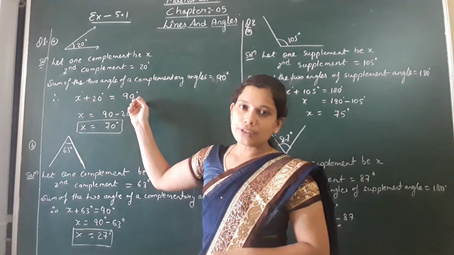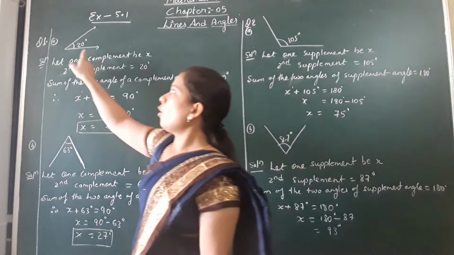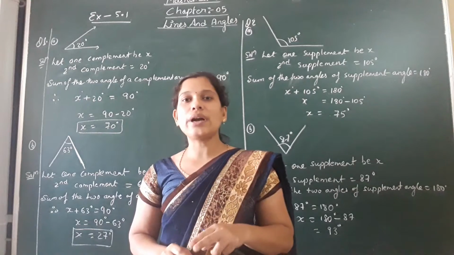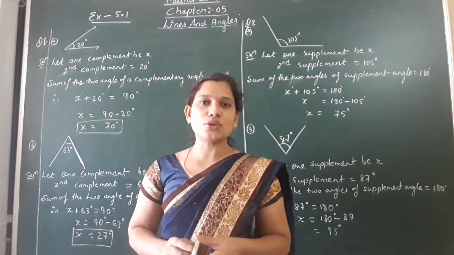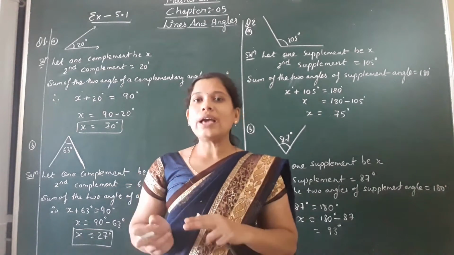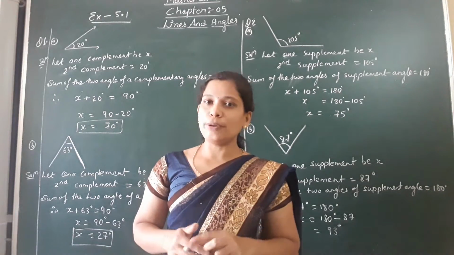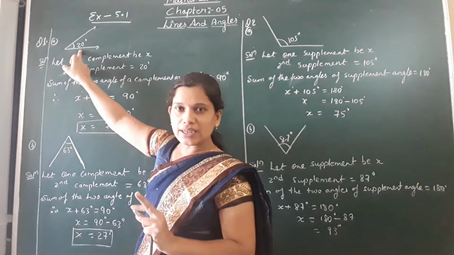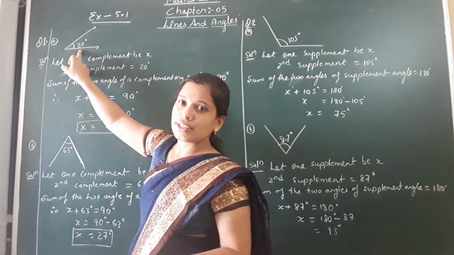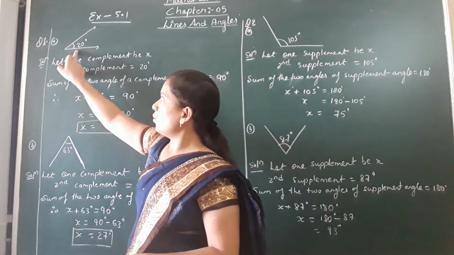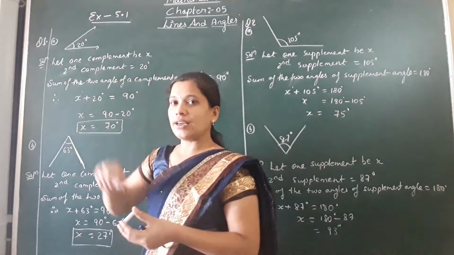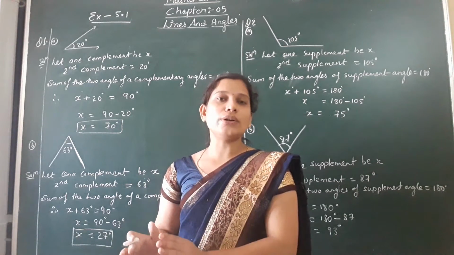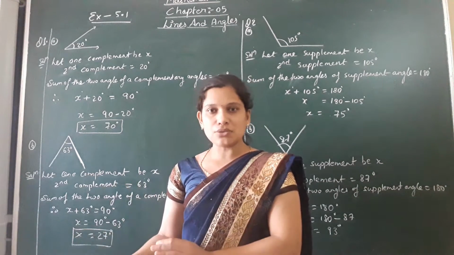In 5.1, first question, it is said that one of the complementary angles is given. I had given you the definition that if the sum of two angles is equal to 90 degrees, then it is called a complementary angle, and the two angles are known as complement 1 and complement 2, isn't it? So here in question number 1, one complement angle is given as 20, and we have to find the second complement angle. When 20 is added to the first complement, only then will it be equal to 90 degrees.